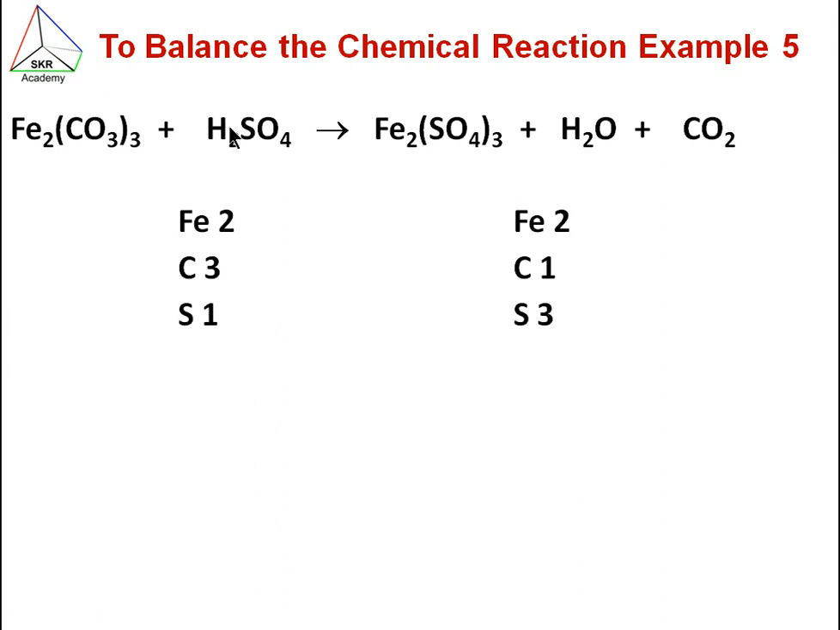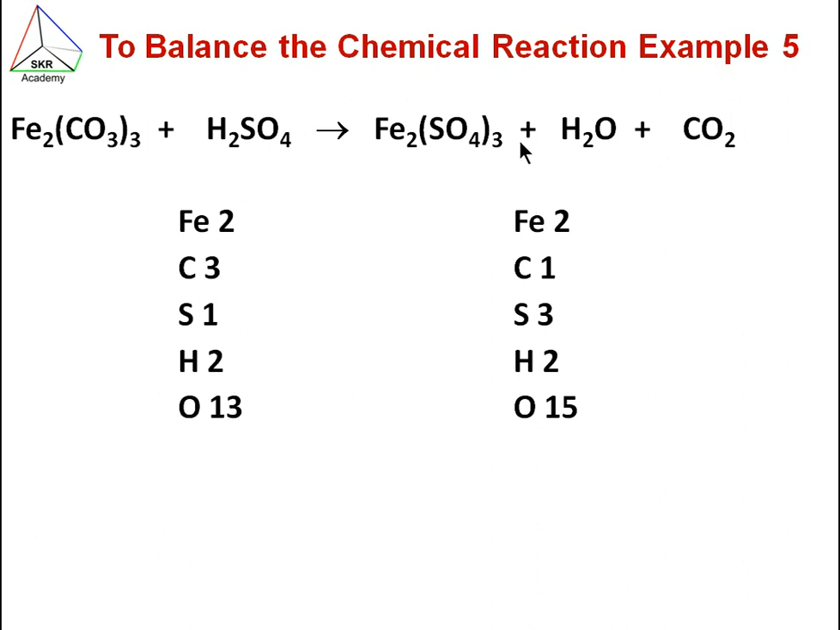What about the sulfur? There is 1 sulfur atom on the left-hand side and 3 sulfur atoms on the right-hand side, because this sulfate group is also in parentheses, and the parentheses have subscript 3. It means there are 3 sulfate groups. And then hydrogen: there are 2 hydrogen on the left-hand side and 2 hydrogen on the right-hand side. And oxygen, when we count oxygen, there are 3 carbonates and each carbonate has 3 oxygen, so 9 total, and then 4 from sulfuric acid, so total 13.